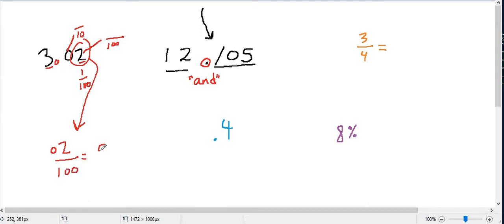Or 1/50th, right? That's the same as 0.02, 2 hundredths. Did some quick conversion there with you.